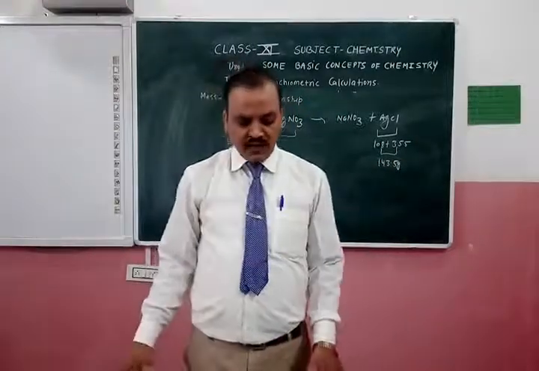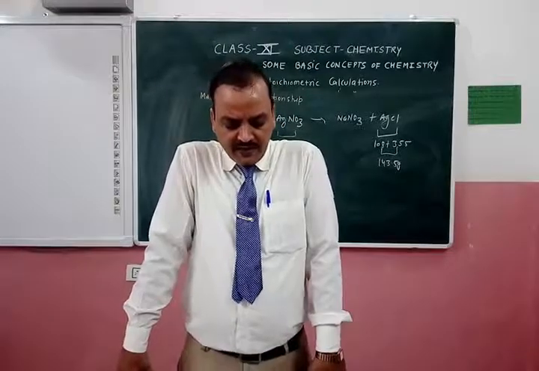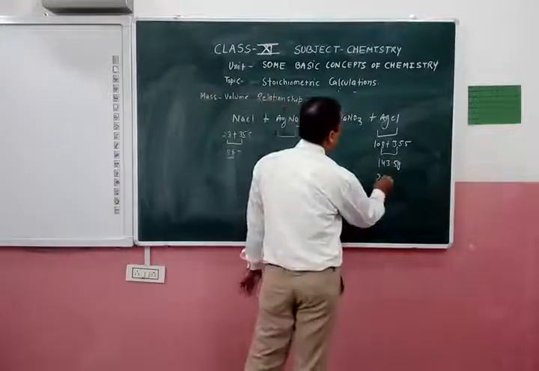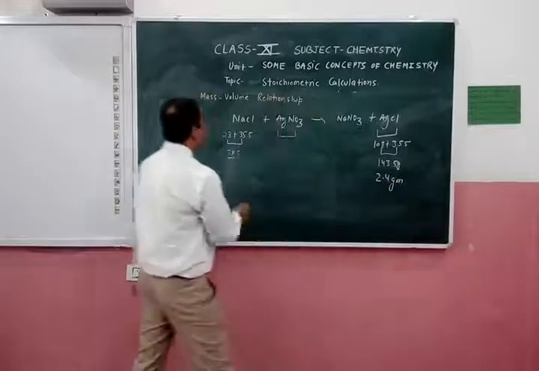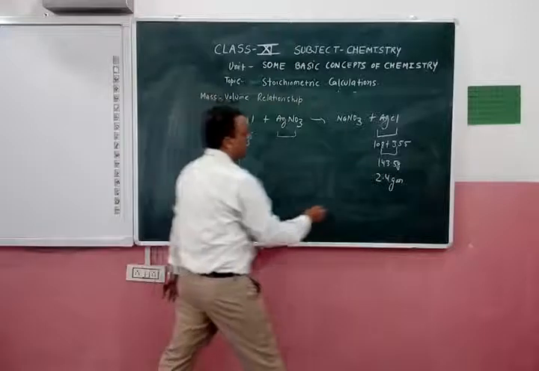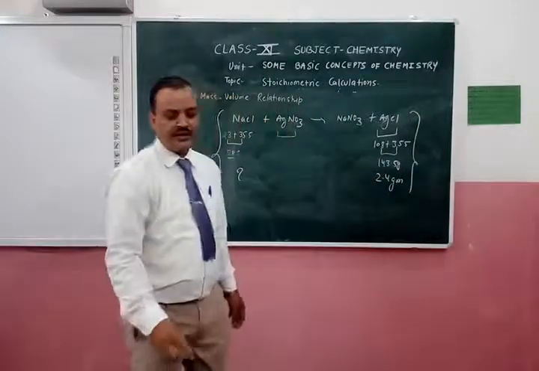Now the question we have to solve by using this. If you have only 2.4 gram of AgCl, then how much quantity of NaCl do you require? That is the question, and we solve this question continuously.